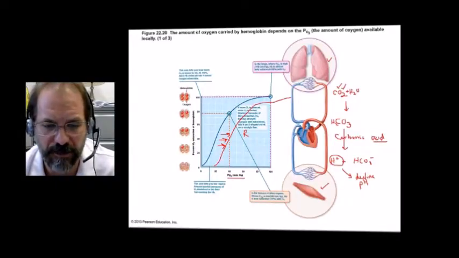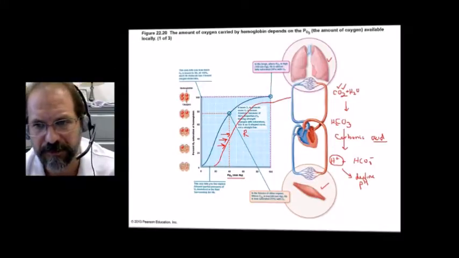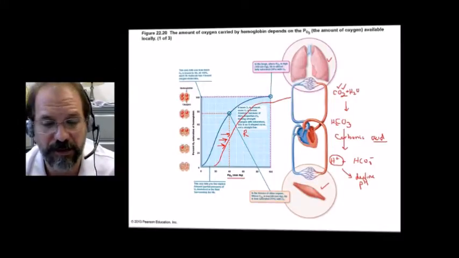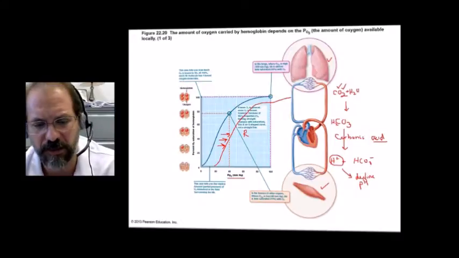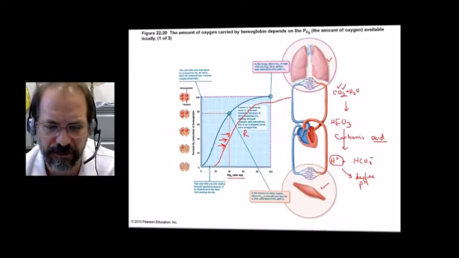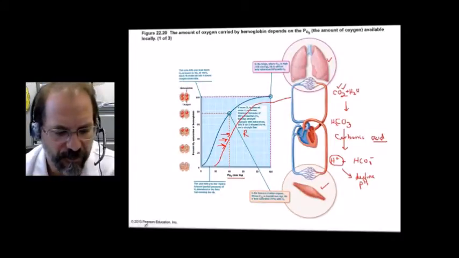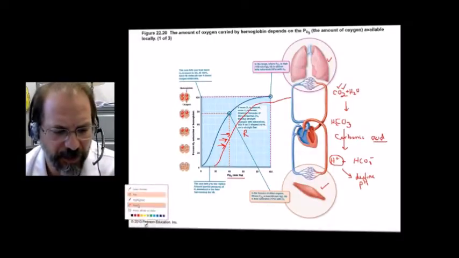So to go over these three things, an increase in temperature shifts the curve to the right, decreasing pH shifts the curve to the right, and increasing carbon dioxide levels all shift the curve to the right. And these are all the results of metabolically active tissues. And that's what we want to have happen in the tissue spaces.